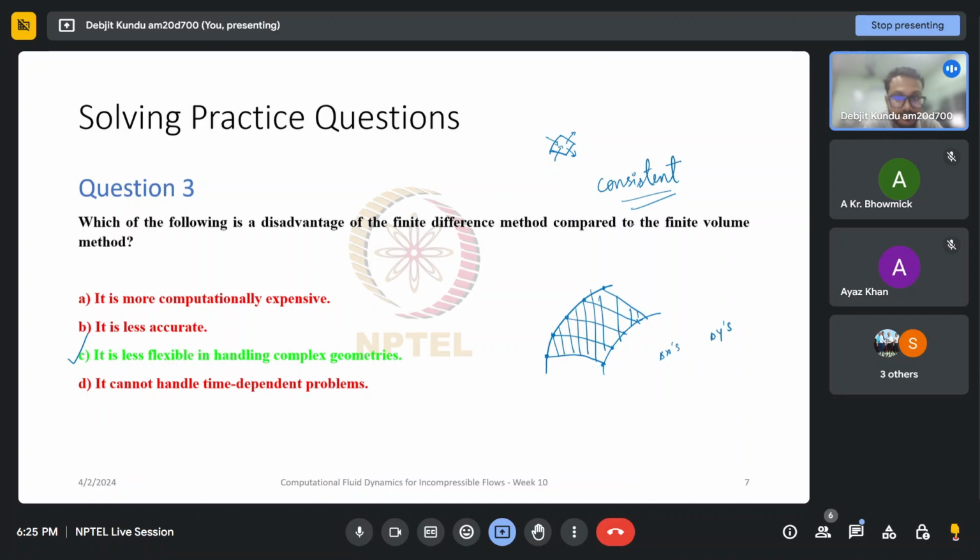Does that answer your question? I deviated a bit. Okay. Yes, I got it. So body fitted grids in finite difference method, I'll read up on it and see if I can find something else. Okay. Any other questions? Anyone?